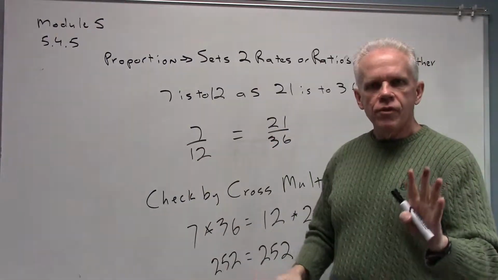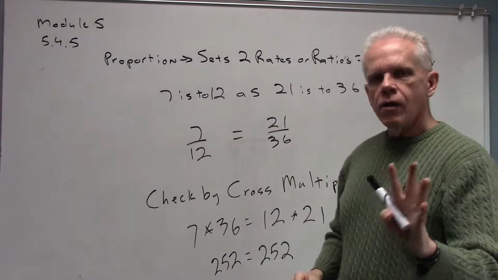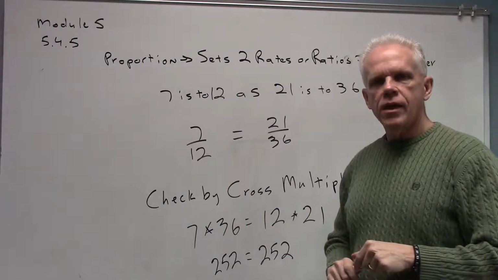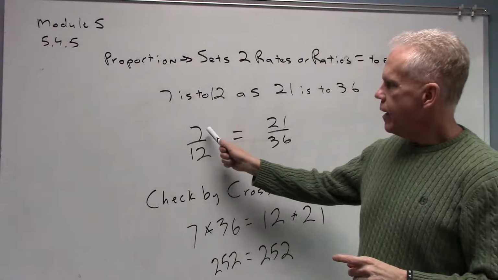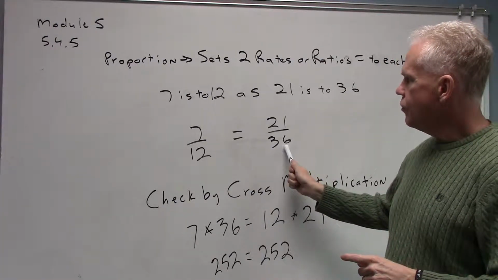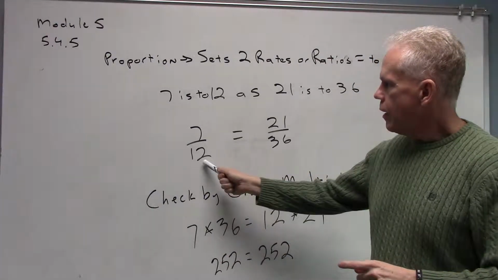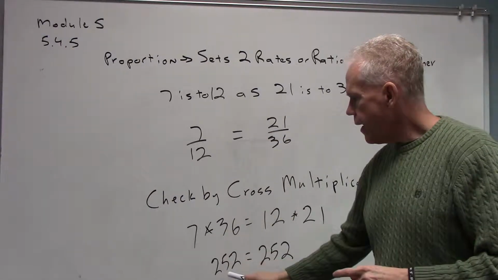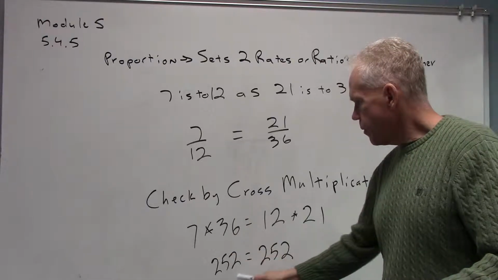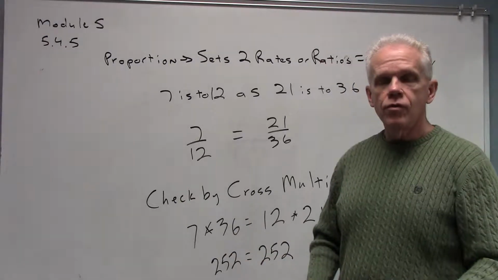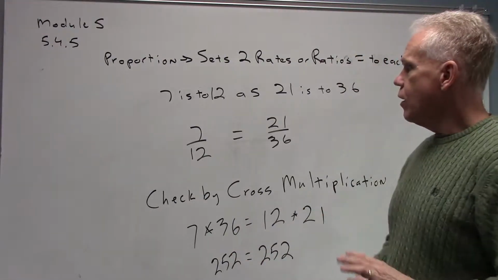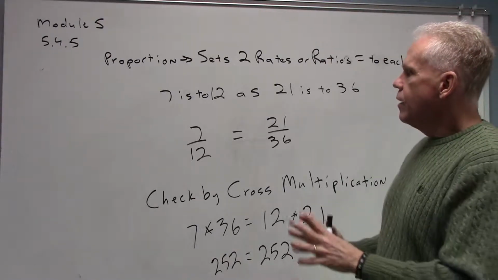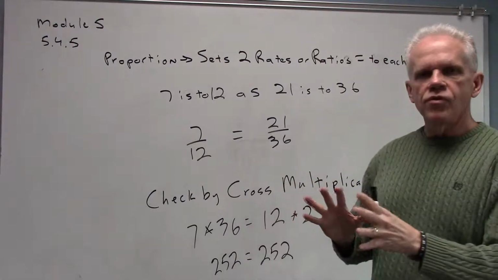Now, we can tell if this is a true proportion or not. There are several ways we can check it, but one way is cross multiplication. We do 7 times 36 and 12 times 21, and we work that out and see that both come to the same answer, 252. Then we know we have what's called a true proportion. So this is a little bit about proportions and what they are.